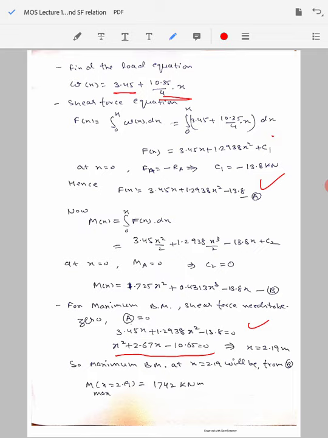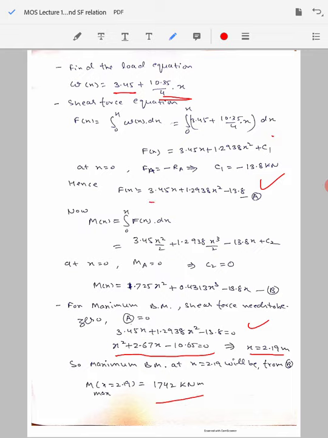This is a quadratic equation in x, whose roots you can find using the formula x equal to minus b plus minus under root b square minus 4ac, divided by 2a. The one valid root of this will be x equal to 2.19 meter. So at a distance of 2.19 meter from A, the bending moment will be maximum. When you substitute 2.19 in this equation, you will get the value of bending moment as 17.42 kilonewton meter.